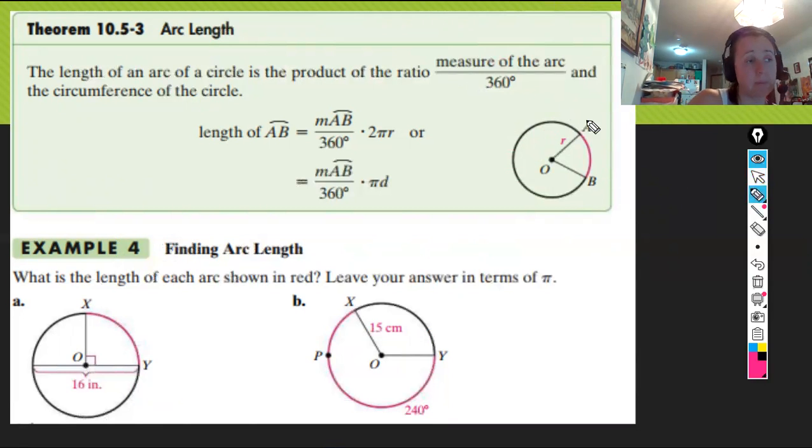So a circle's circumference is the distance around a circle. And if we're going to find arc length, we're going to find what fraction of that circle we're taking up there.